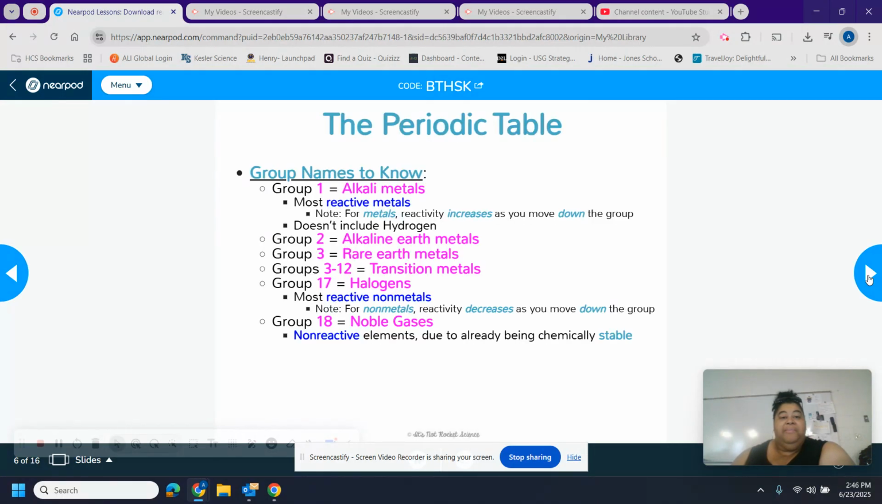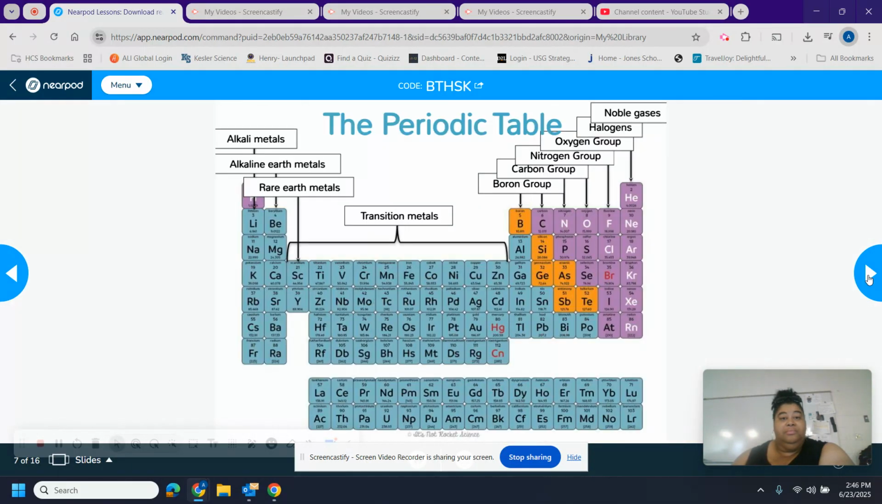The periodic table group names you need to know. Group 1, alkali metals. Group 2, alkaline earth metals. Group 3, rare earth metals. Group 17, halogens. Group 3 through 12 are called your transition metals. And group 18 are called your noble gases. Here's a visual of all the group names on the periodic table.